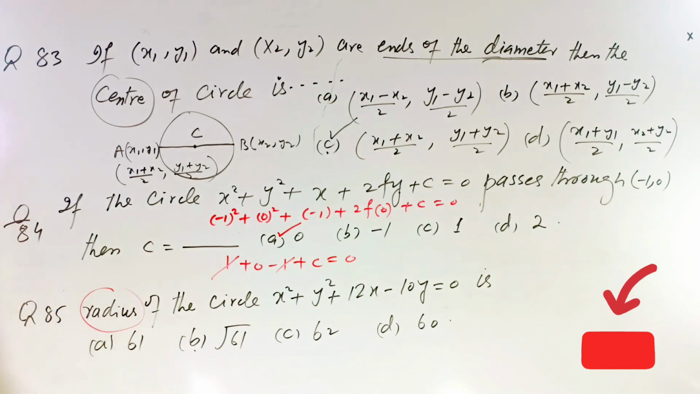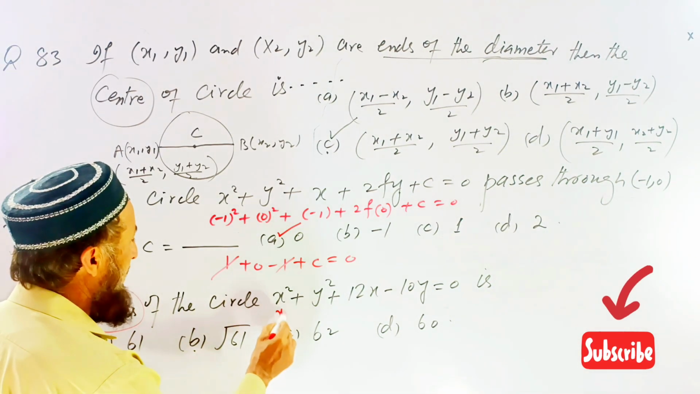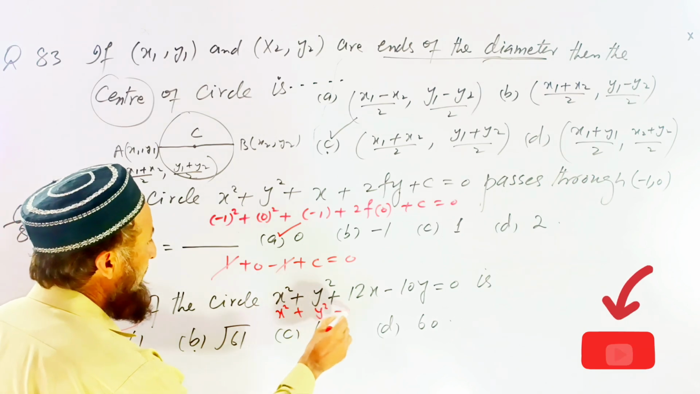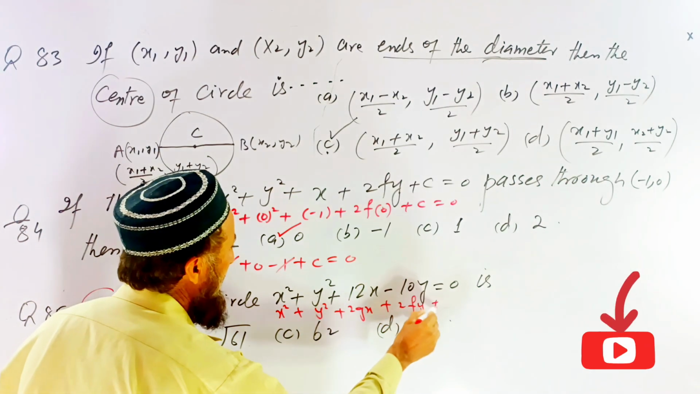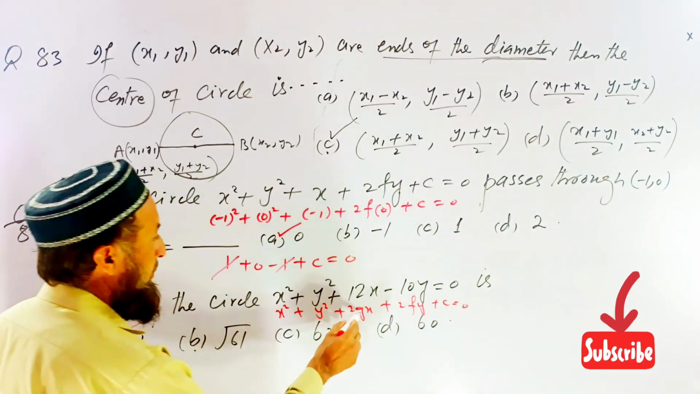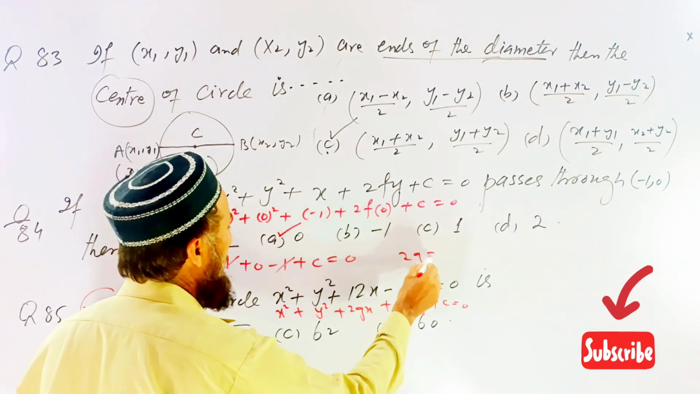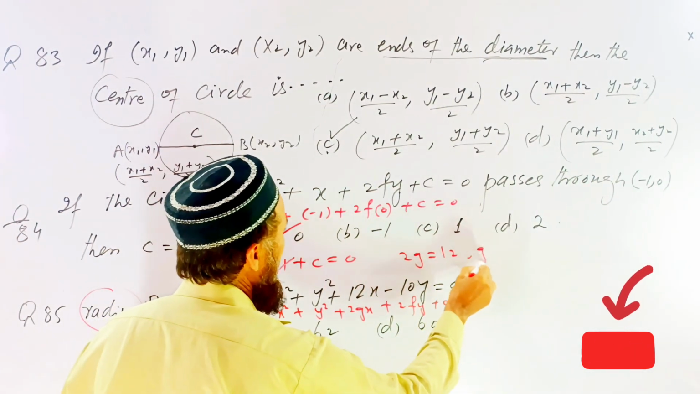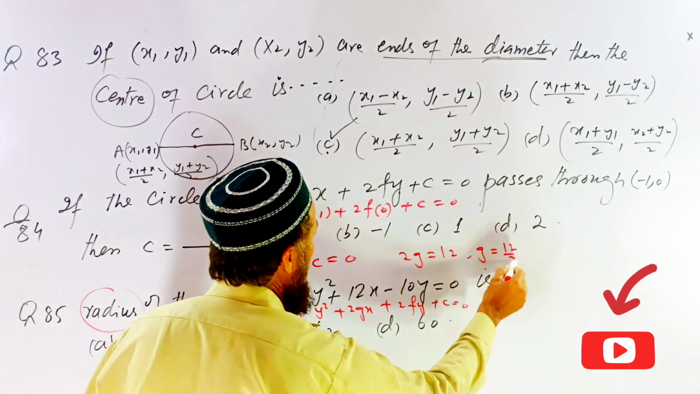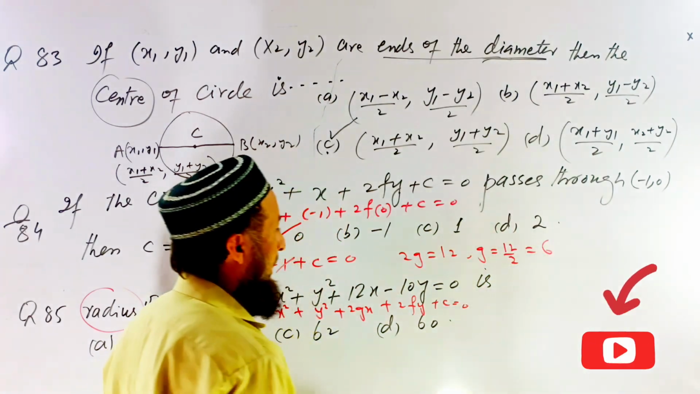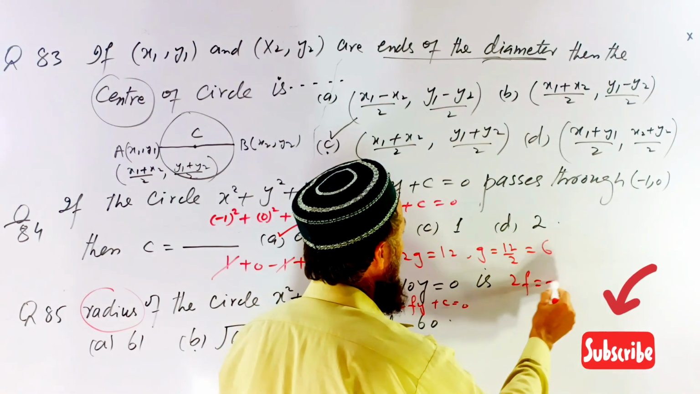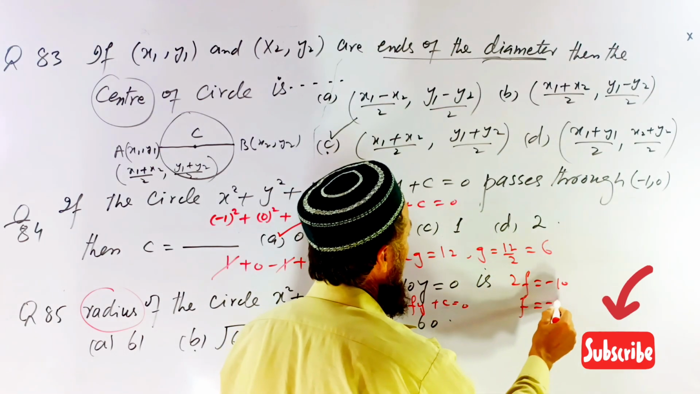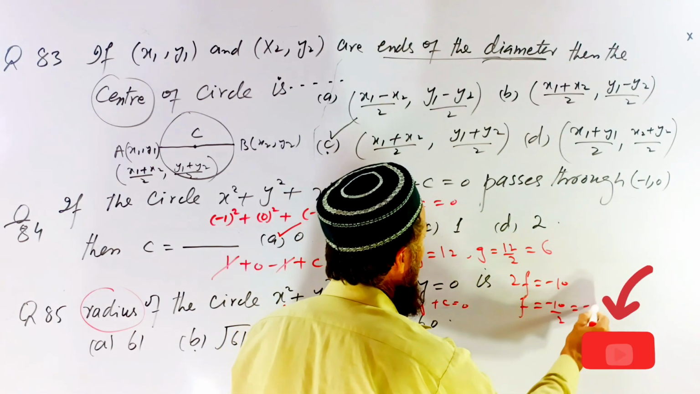Radius of the circle is required. If we compare with the standard form x square plus y square plus 2gx plus 2fy plus c is equal to 0, here 2g is equal to 12. So g is equal to 12 divided by 2, which is 6. And 2f is equal to minus 10, so f is equal to minus 10 divided by 2, which is minus 5.